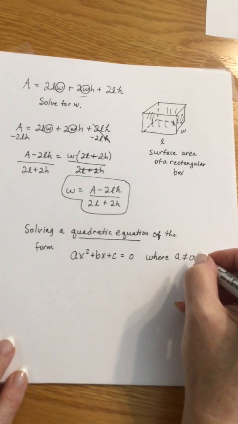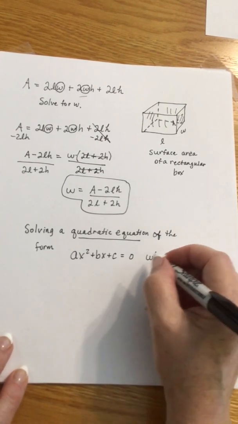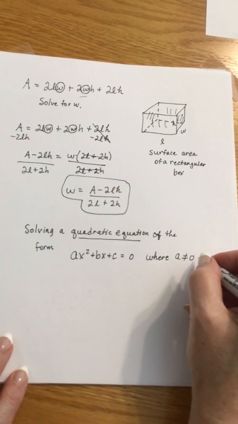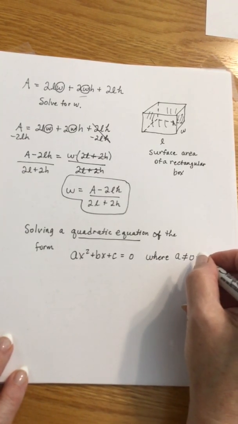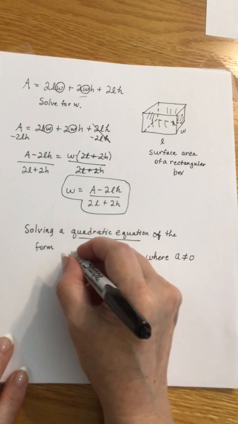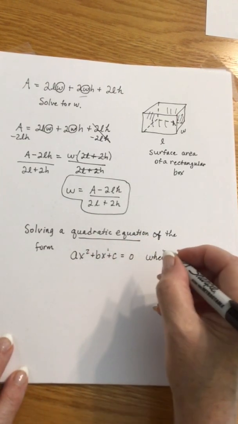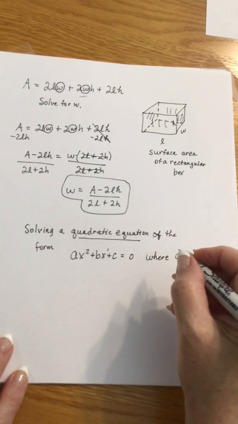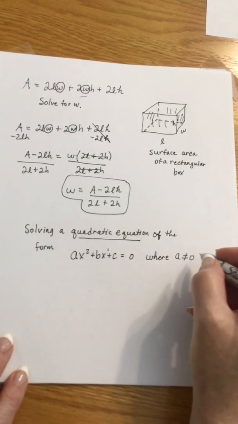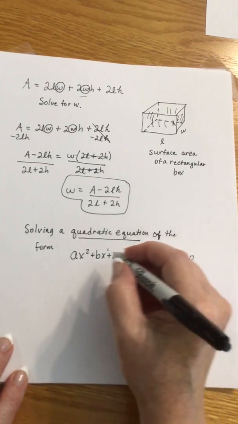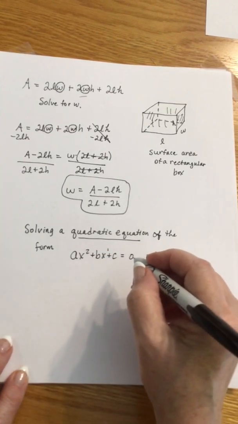where a cannot be 0. Now, let's ask the question here. Solving a quadratic equation of this form, why do we have to say a cannot be 0? Well, if a was 0, then that x squared term would go away and we'd be left with an x to the first term, so that it would be a linear, not a quadratic. So the a has to be not 0, it has to be there to be a quadratic.